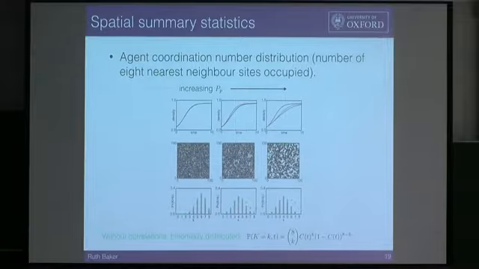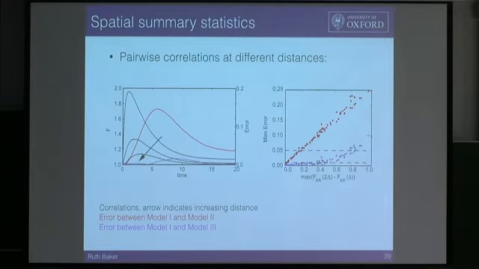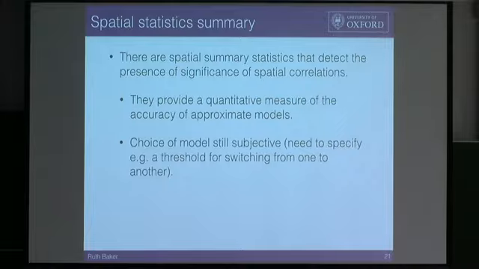And it's not clear what choice of error is going to give you what kind of accuracy. So to summarize this part of the talk, you can determine the presence of spatial correlations using various summary statistics, but I'm not sure I figured out how they allow you to distinguish in a non-subjective way which models to choose.